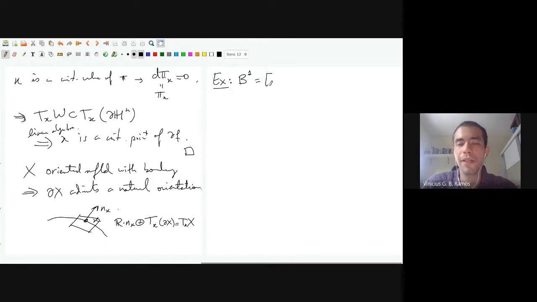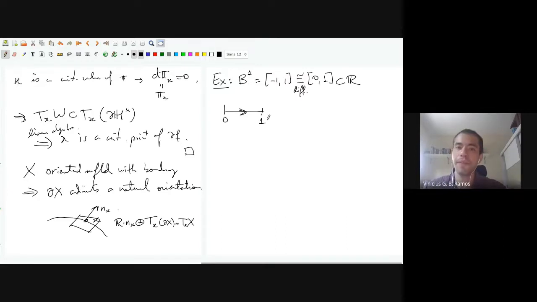So B^1, which is [-1, 1], but we often think of it as just [0, 1]. It doesn't matter, since there is the linear diffeomorphism that takes -1 to 0 and 1 to 1. And this, of course, is contained in R. So [0, 1] has a standard orientation, which you can think of as just drawing an arrow like this. Here's my [0, 1]. Okay?